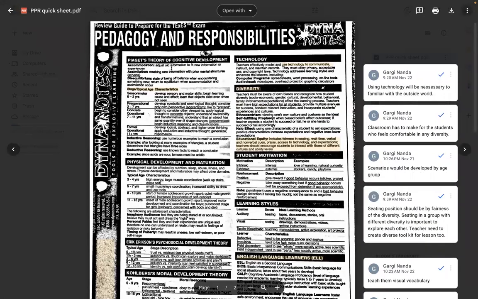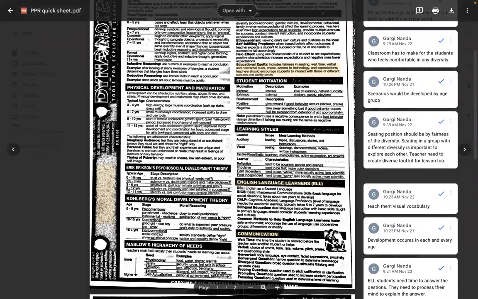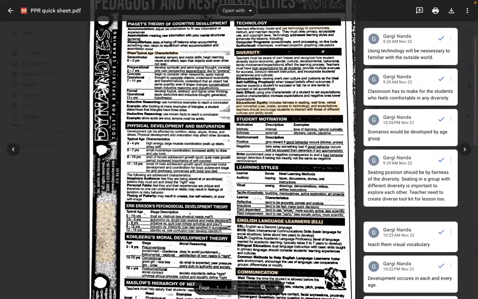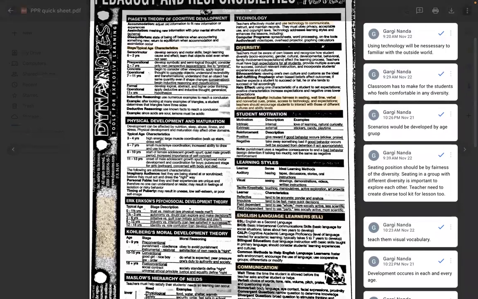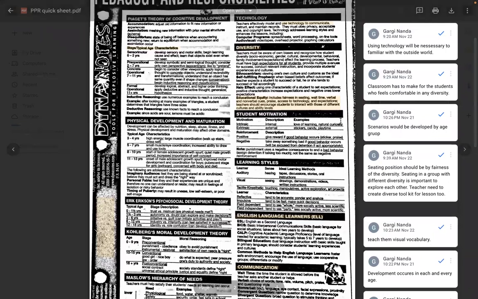Piaget's theory of cognitive development, maturation, all of these theories of human growth and development that we utilize in our planning. This is Domain 1 in the beginning. Technology is a much larger section than this now. Diversity is also a larger section, and it expands to more.